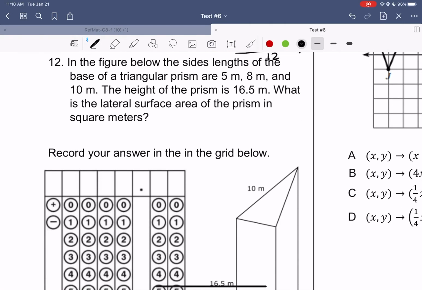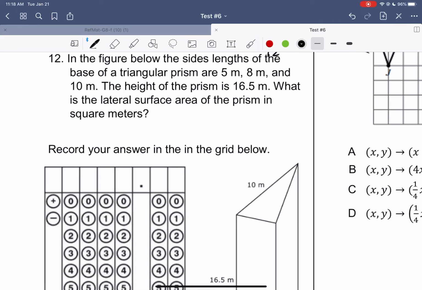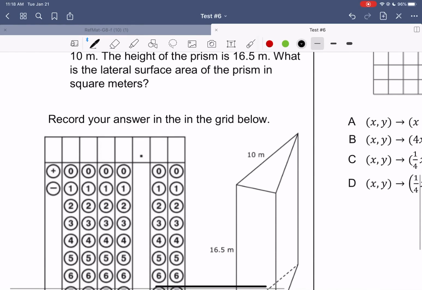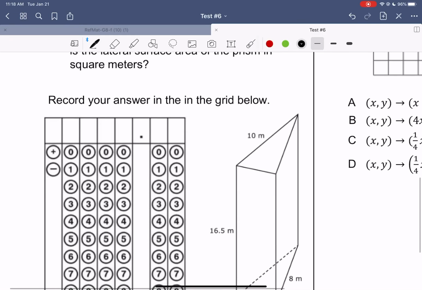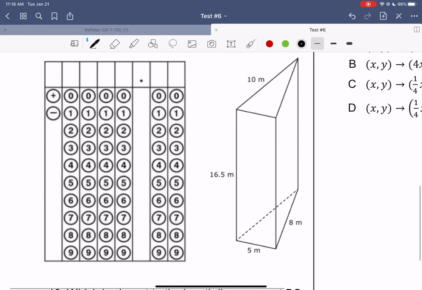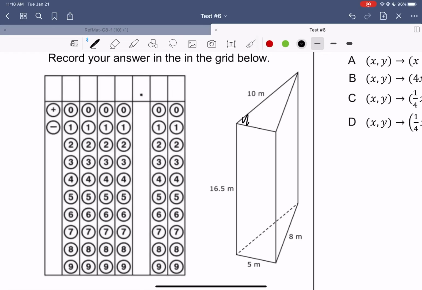Okay, in the figure below, the side lengths of a base of a triangular prism are 5, 8, and 10. The height of the prism is 16.5. What is the lateral surface area of the prism in square meters? So remember we always have a triangle as our base. So we're looking for lateral surface area, which is surface area equals the perimeter of the base times the height. So that means we need to find perimeter and height of the prism.